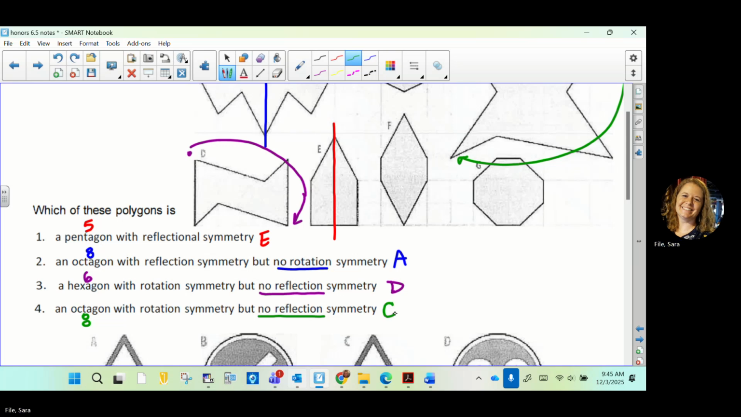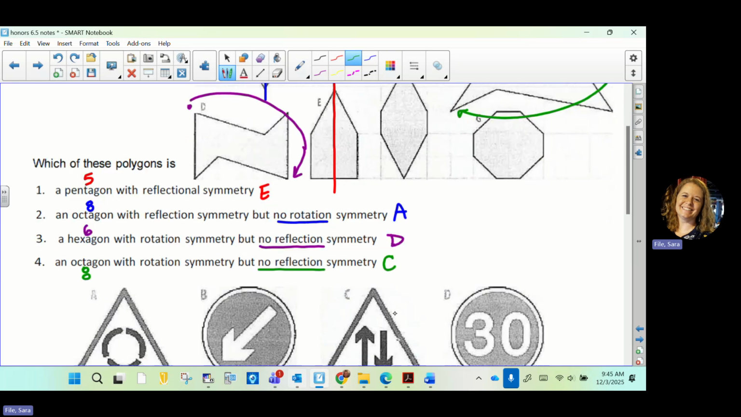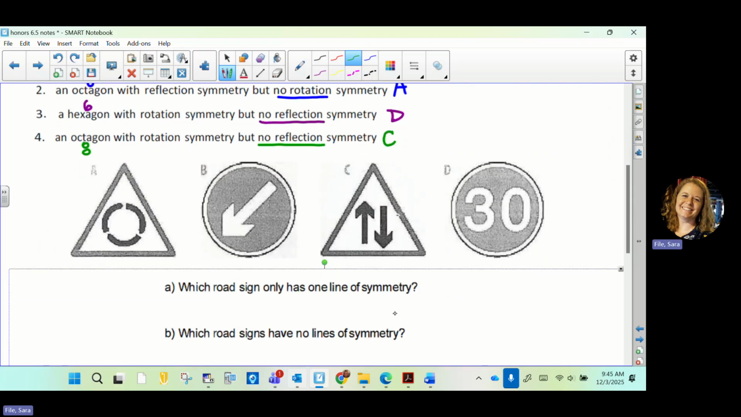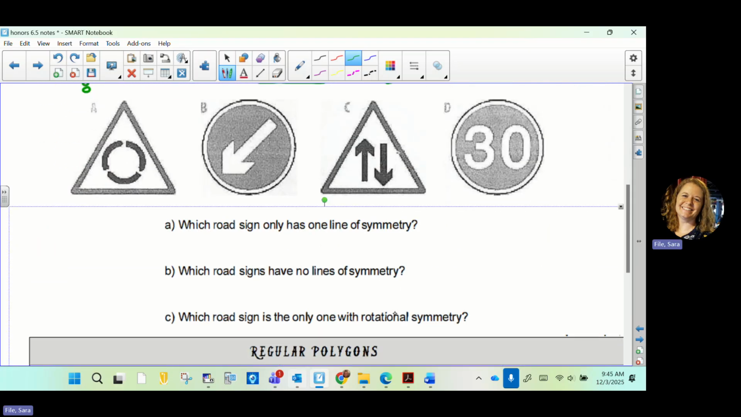Good. Gentlemen, please stop your side conversation. We're almost done. All right, what about these road signs?